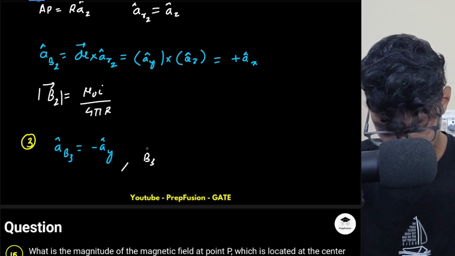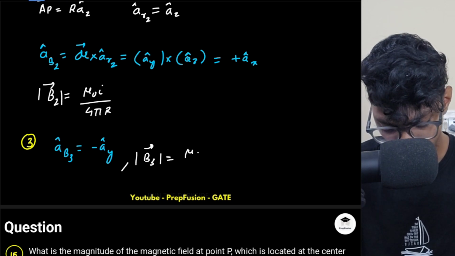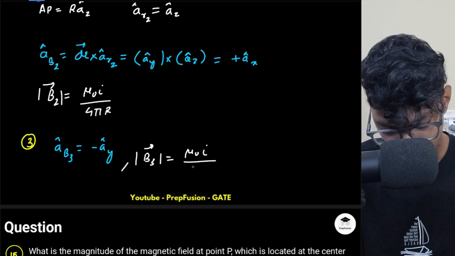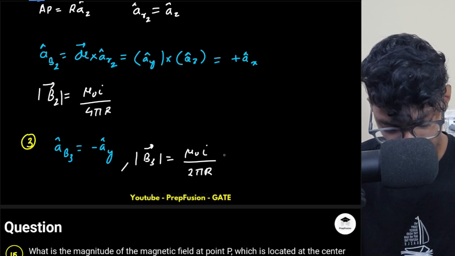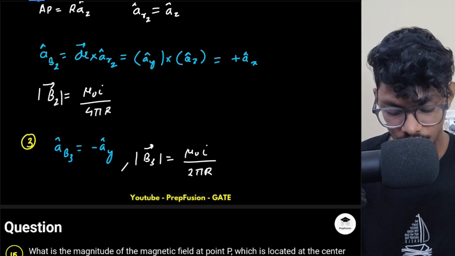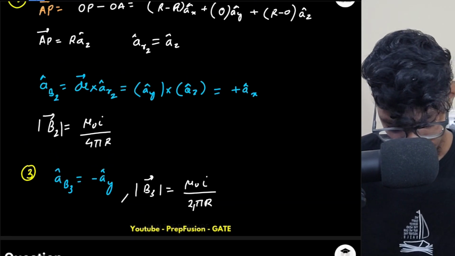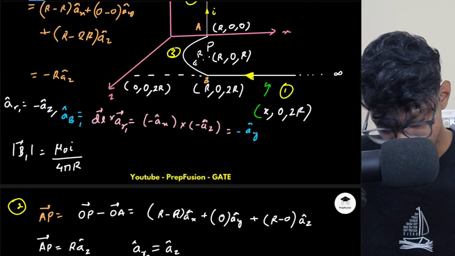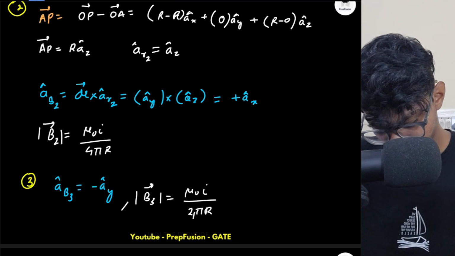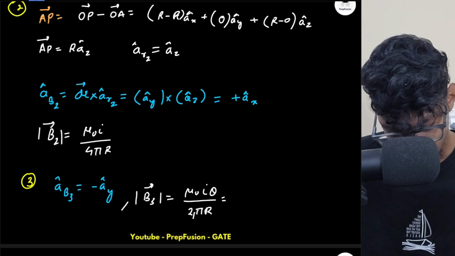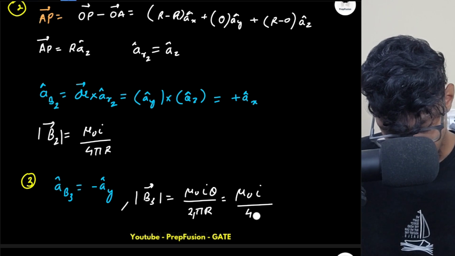In the third section, the magnitude will be mu naught I by 4 pi R into theta. Not 2 pi, sorry, 4 pi into theta. So theta is, in this case, a semicircle, so it will be pi. So this will be mu naught I by 4R. Okay, this is the magnitude.